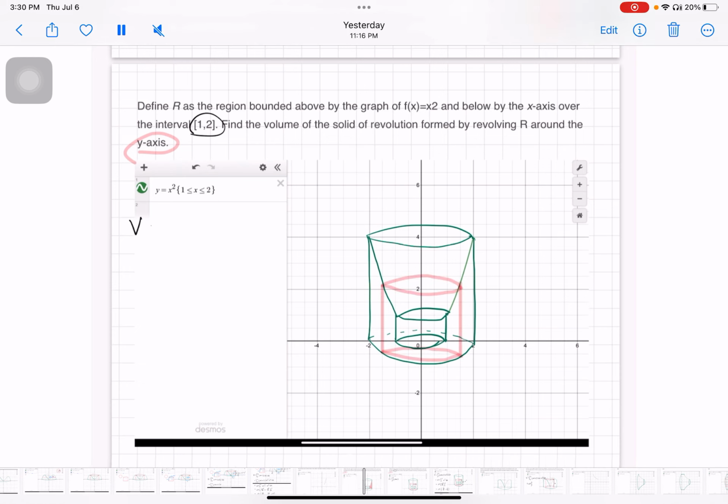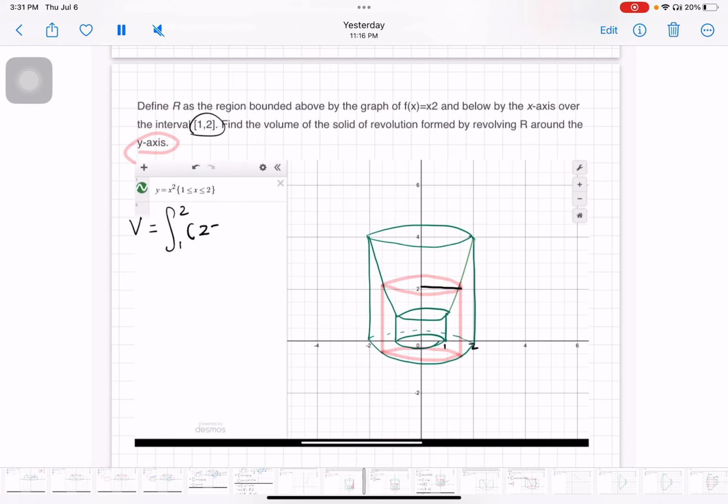So we will use the cylinder method. The region is going from 1 to 2, because that's the interval, of 2 pi x, and that is the circumference, multiplied by the height, which is x squared, the y value of the function f of x equal to x squared.